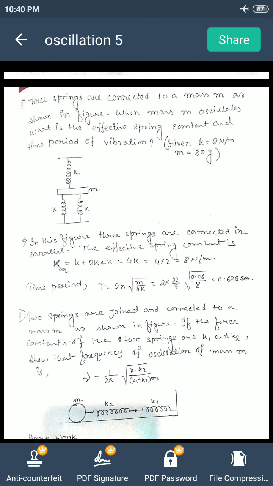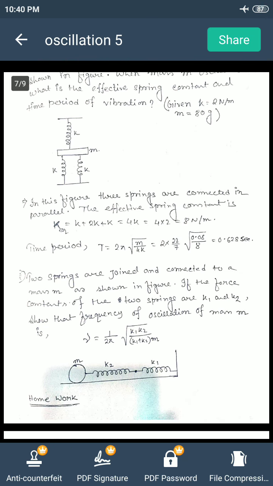Now, one numerical related to this spring constant. Here you see that three springs are connected to a mass m as shown in this figure. When the mass m oscillates, what is the effective spring constant and the time period of vibration? It is similar to the series and parallel combination. If you understand, then you can say that these three springs are connected in parallel. So the effective spring constant, k equivalent, equals k plus 2k plus k, that equals 4k.